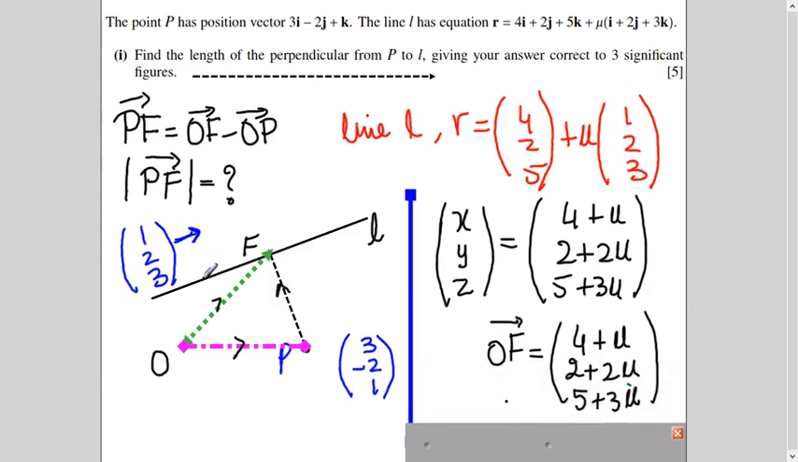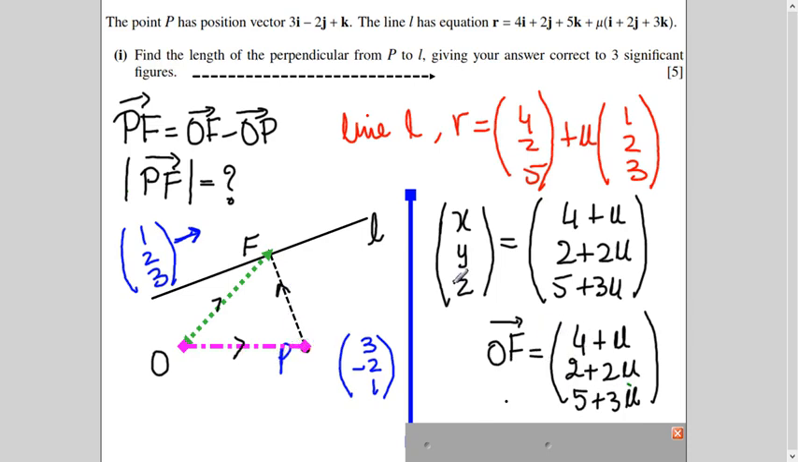So if I write some other point, suppose T, I can say OT is equal to this, because a different value of mu will give me that vector. So now OF is this thing, but now I don't know mu. What will I do? How can I find mu?